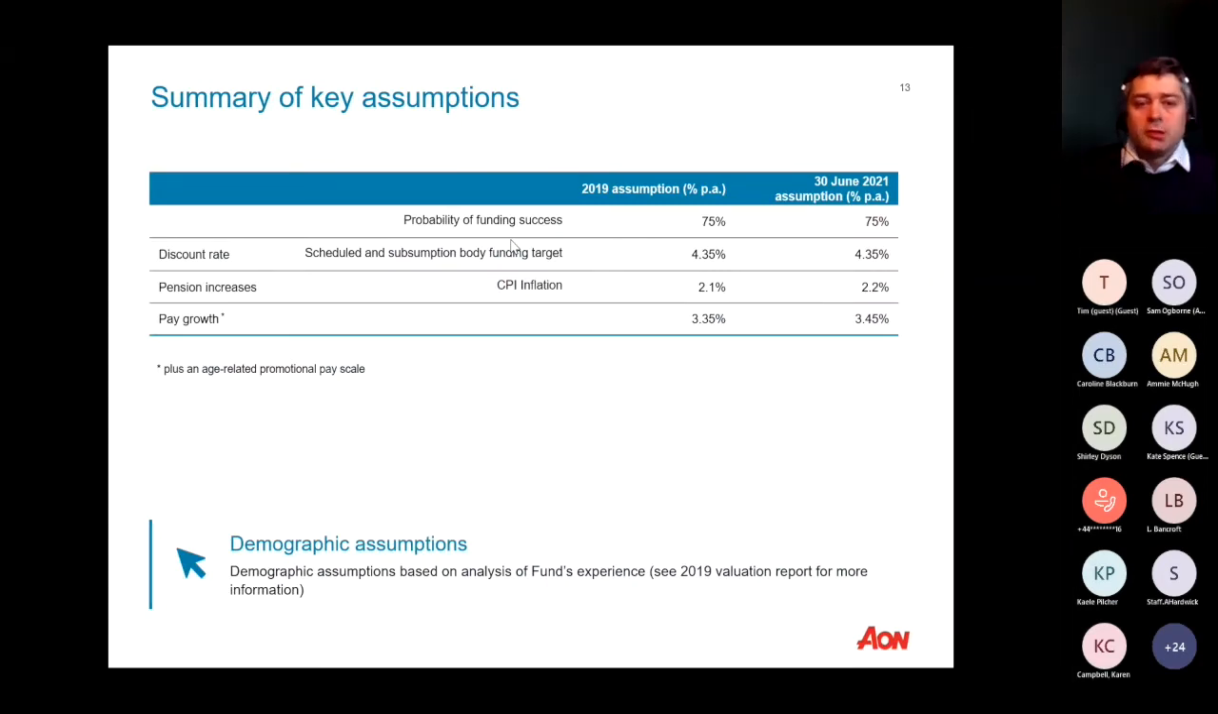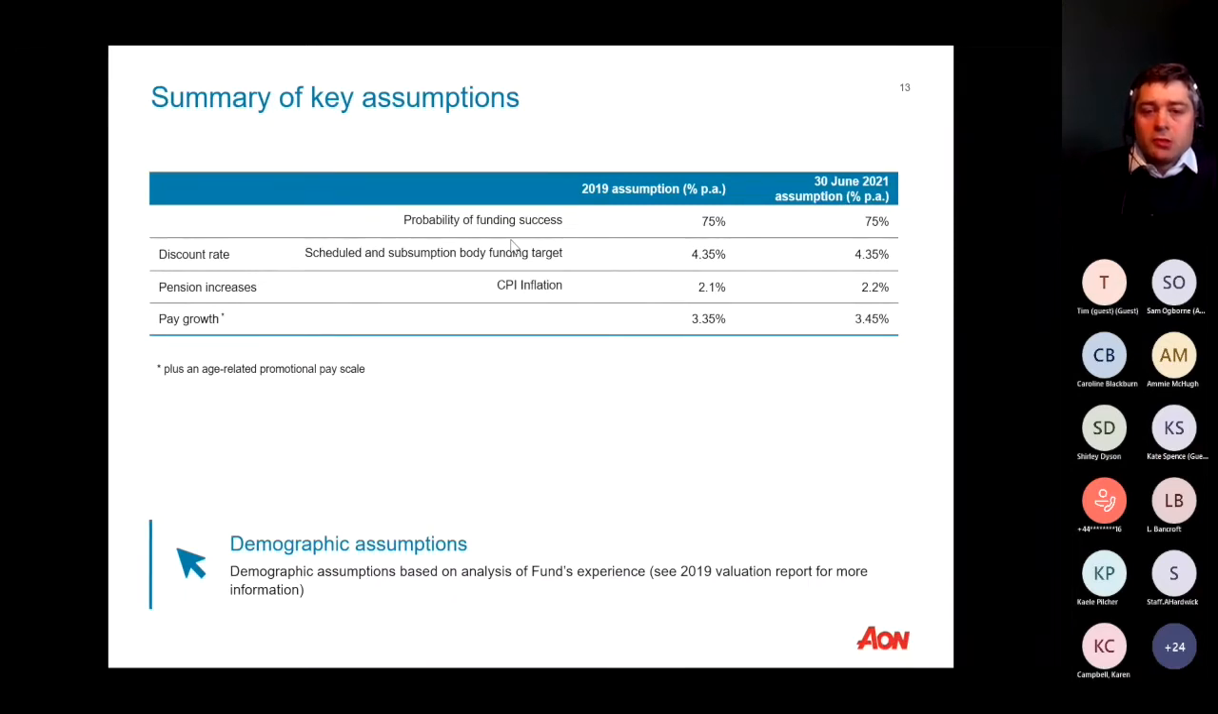Okay. Using the same approach as at the 2019 valuation, so still using the 75% probability of funding success and allowing for Aon's investment team's view, the financial outlook is not the same as at 31st of March 2019. And so we have updated our assumptions at the end of June 2021, which is the last quarter we have the data for. This does actually lead to the same discount rate as at the valuation date of 4.35%, but we believe that long-term CPI is likely to be slightly higher than assumed at the 2019 valuation.